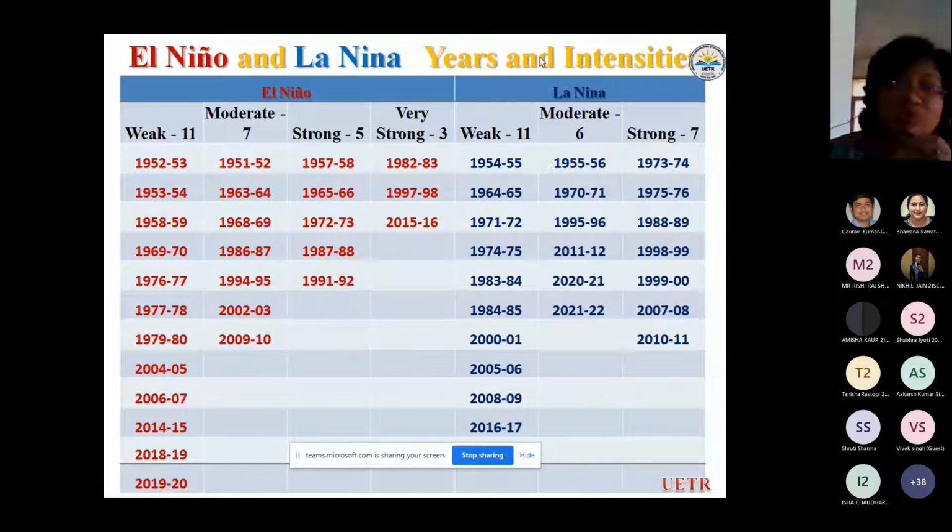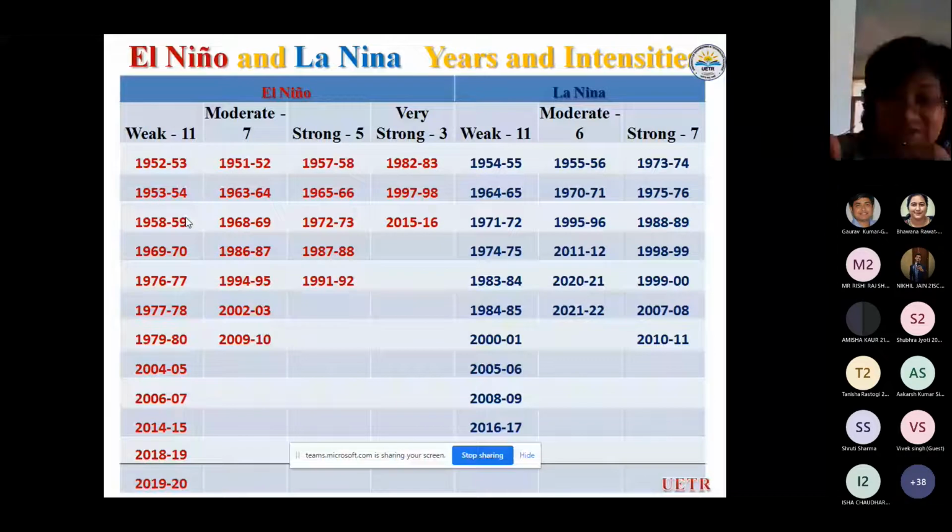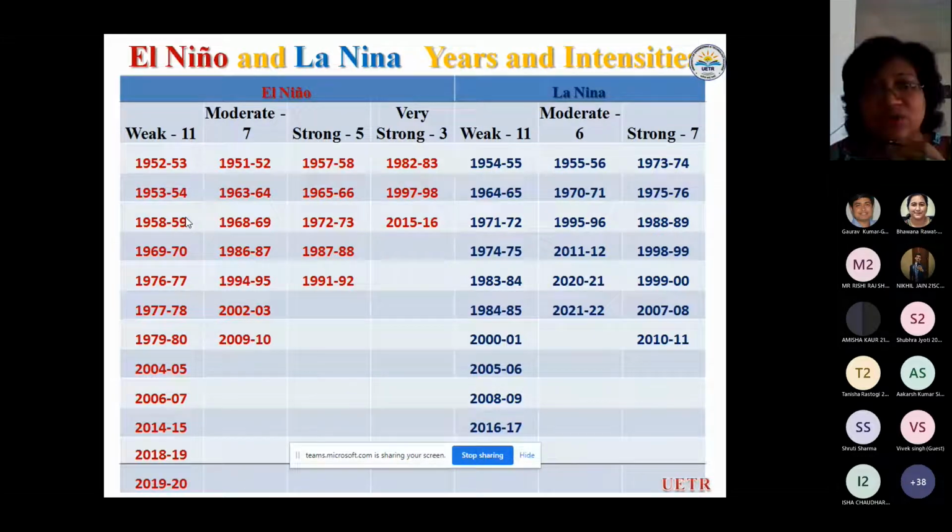So it remains approximately 3 to 4 years. It is a cyclic pattern. The El Nino condition happens, and after 2-3 years, the La Nina condition happens. So it is continuously running, but sometimes it shows a weak pattern, sometimes a very strong pattern, and sometimes a moderate pattern. At present, it is showing a moderate pattern, not so weak and not so strong. So these are the episodes.